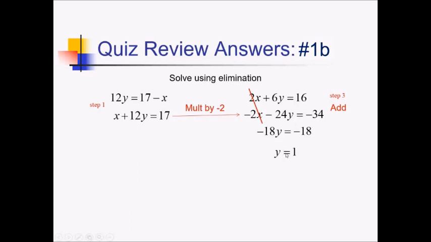And now I'll just plug in 1 for y over here, seems like a good place. And that'll give me the value of x. So I've got x plus 12 times 1 equals 17. So basically we have 12 here. Subtract that from both sides, and we get x equals 5. So then our answer, 5, 1.